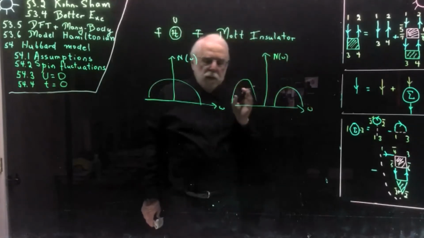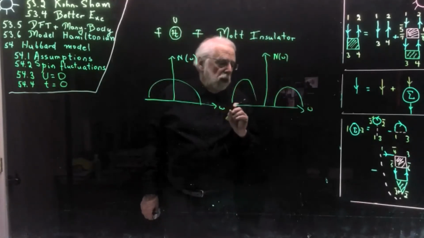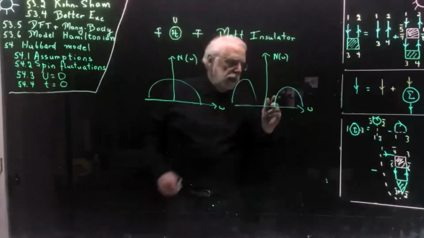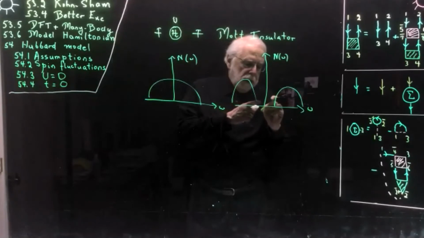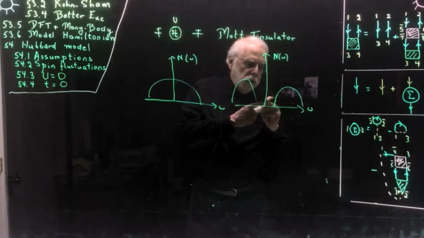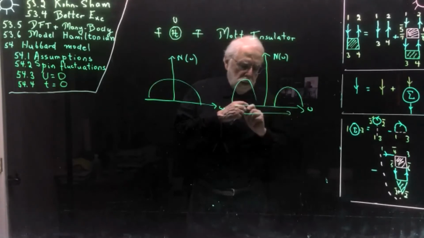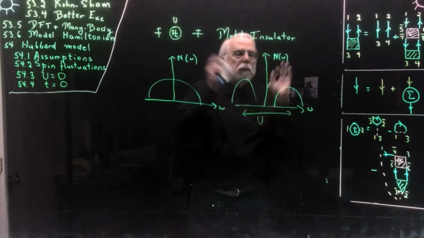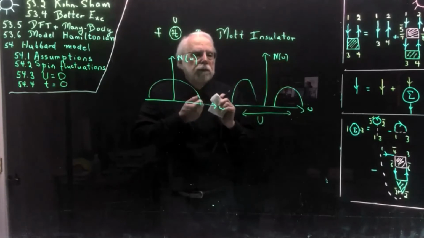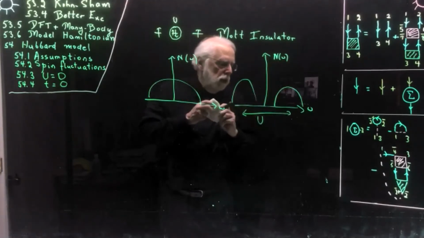So the view of Mott, for the Mott transition, how do you go from a metal to an insulator, is just that these two things come here when you reduce U. This separation is U, and then that becomes a metal. Or you can see it the other way.